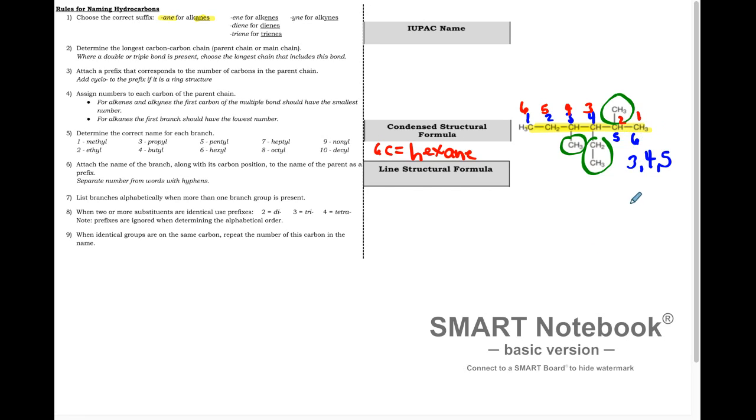Our branches will come off of carbon number 2, 3, and then the fourth one. So the lowest combination possible would be 2, 3, 4 instead of 3, 4, 5. So we're going to follow the red numbering order where we're reading from right to left. So this carbon here is coming off of the second carbon instead of the fifth. So I'm just going to erase the ones in blue because those are not the correct order that we're going to use.